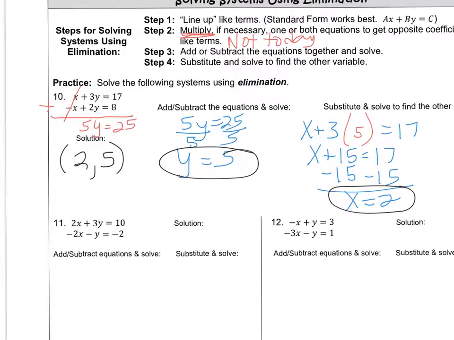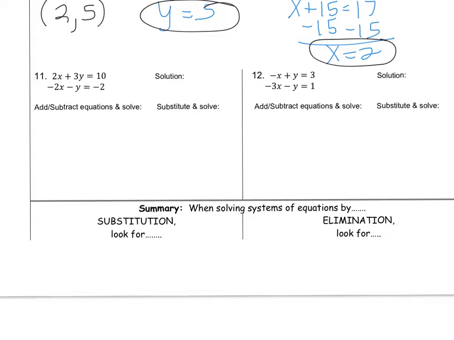So let's go and look at number 11. Okay, so on number 11, if I'm going to be using elimination, I am looking for opposite like terms. So I've got a positive 2x and a negative 2x right here. So when I add those together, they're going to eliminate. They're going to cancel out. So let's go ahead and just eliminate these, add this together. So these cancel out. 3y plus negative y is 2y. I'm going to bring it down here. Equals 10 plus negative 2 is 8.